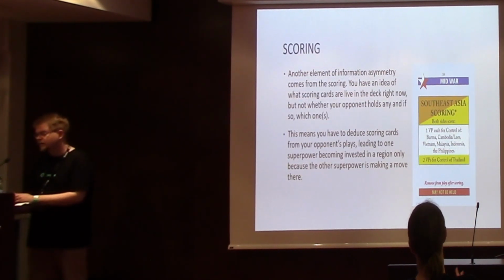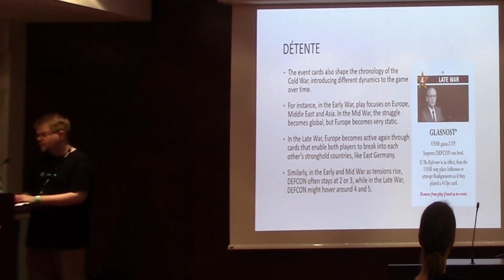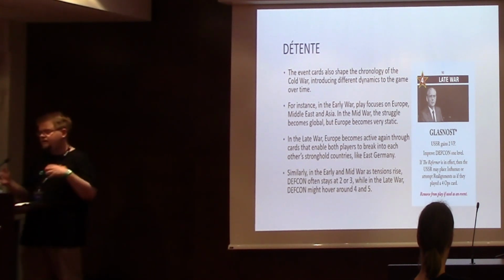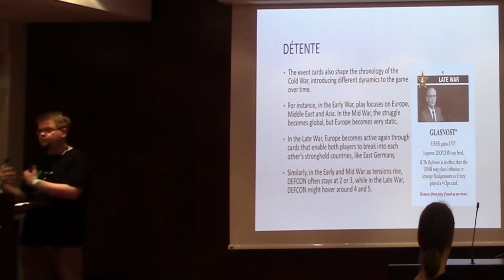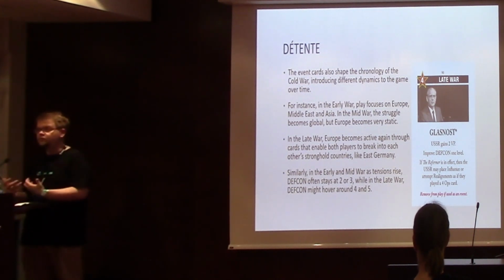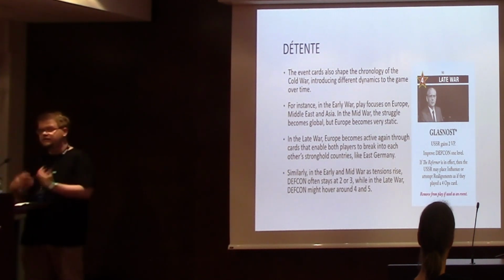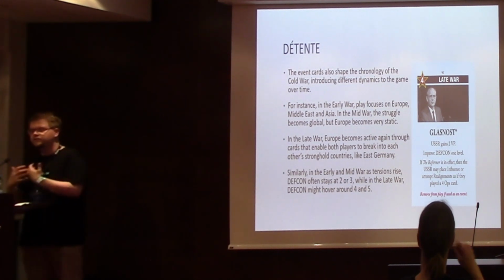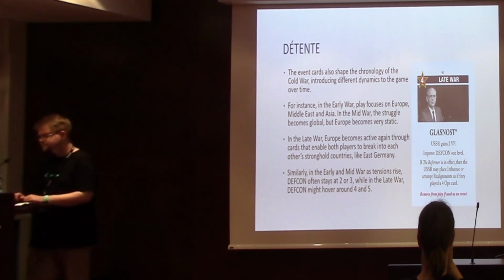And yeah, scoring is another element of information asymmetry. I've covered this topic already, so I'm just going to move on to the next slide. Also, the event cards shape the chronology of the game, which is another thematic component. The cards dictate that in the early war, the focus is a lot on Europe. But then in the mid-war, the struggle becomes more global and Europe becomes very static. But then in the late war, Europe becomes more dynamic again, which represents the fact that in the real Cold War, it was the end of the Cold War when Europe started to get unglued and the Eastern Bloc started falling apart.